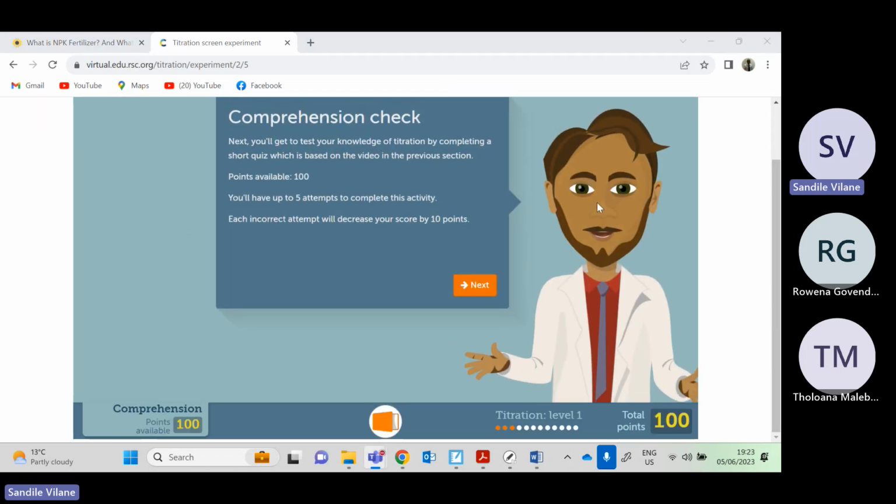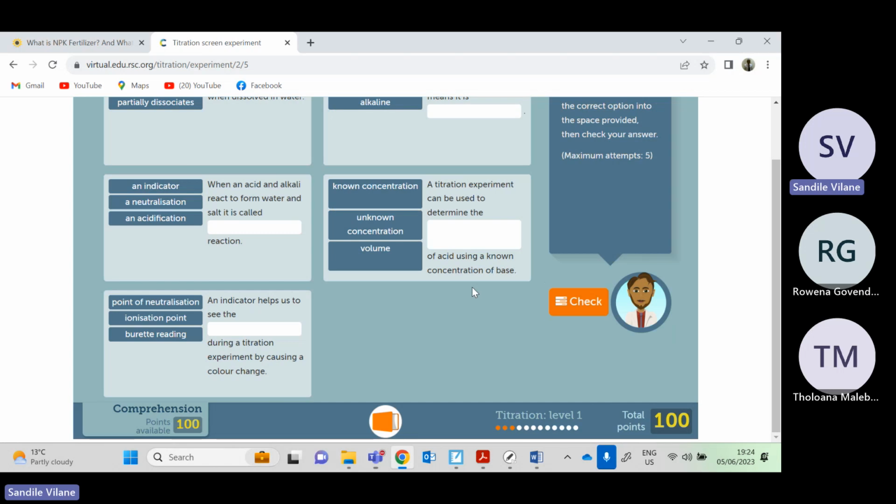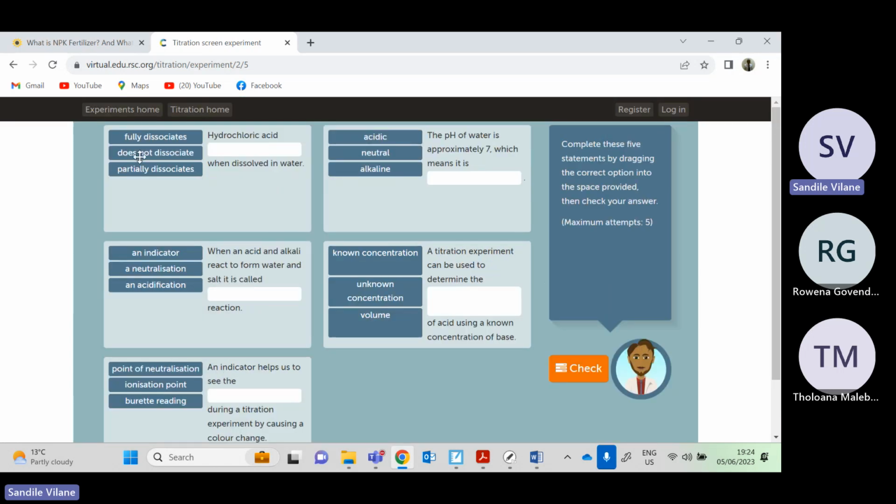Next, you will get to test your knowledge of titration by completing the short quiz. You'll have up to 5 attempts. Each incorrect attempt will decrease the score by 10 points.